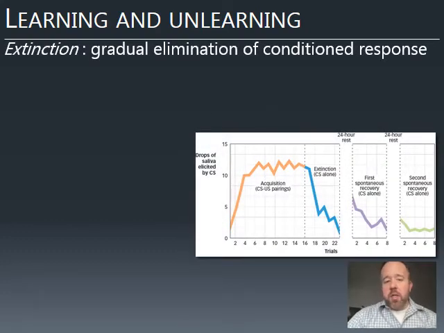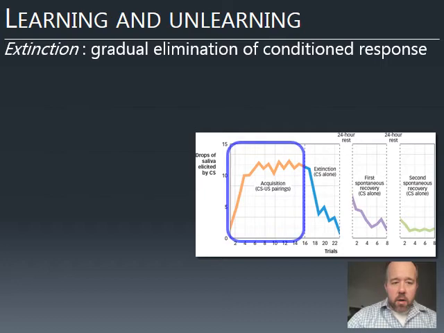So extinction is the gradual elimination of that conditioned response. And the way that it's done is first, of course, you have to acquire the conditioning. So that is the acquisition period that I've highlighted here. You pair the CS and the US over and over again. And so the organism learns the conditioning. So it is now conditioned to associate the two.